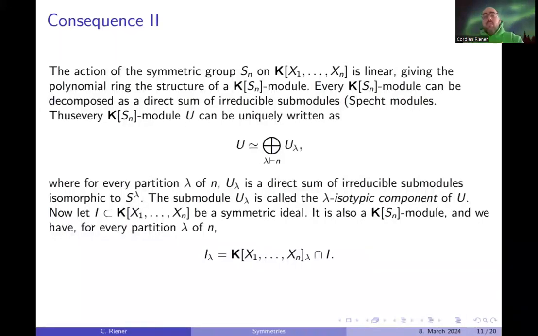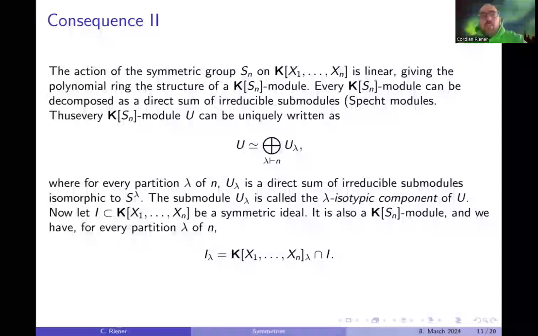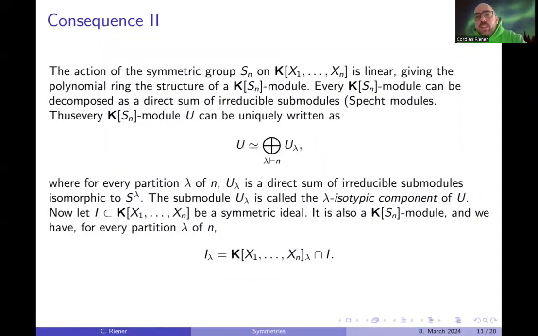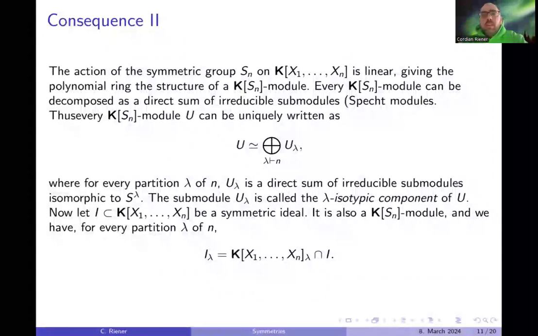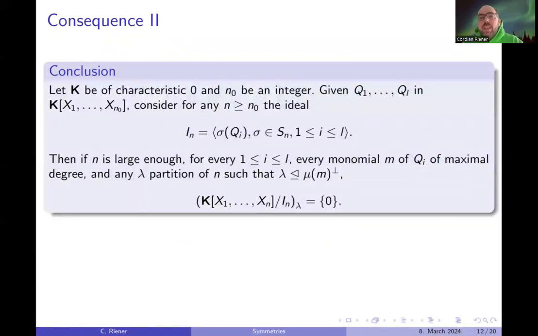So the other consequence built into that is that, as we have already seen, whenever I have an S_n module, I can uniquely decompose it into isotypic components. I can do the same thing also for this ideal. Any symmetric ideal has an isotypic decomposition. And now I can ask myself again, what is the lambda part of this isotypic decomposition? What is the isotypic part of my ideal corresponding to the representation lambda? And then again, you see that whenever I take a lambda that is dominated by my dual partition, this quotient will be zero, because one ideal will be contained in the other ideal, so I quotient it out to zero.